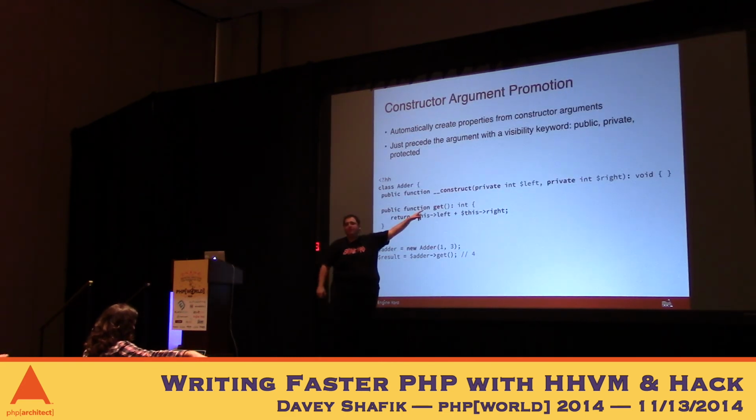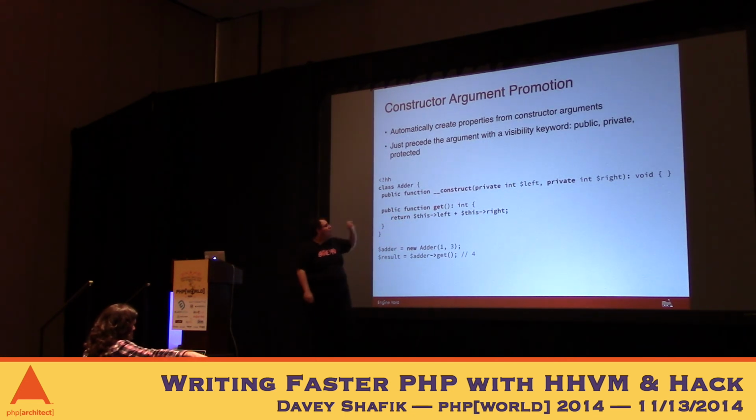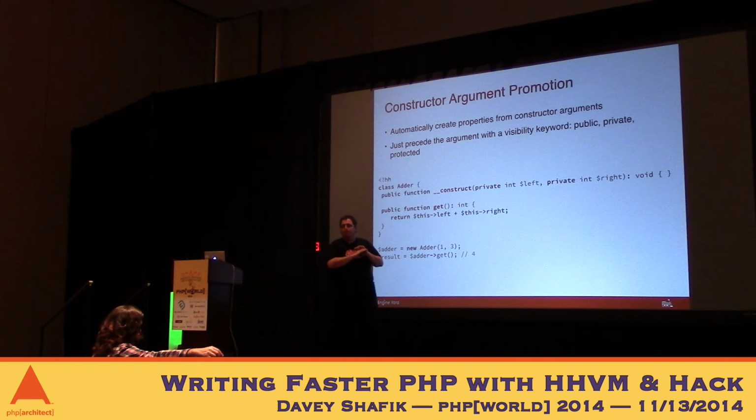Basically, by prefixing our arguments with the visibility modifier, so private, protected, or public, it automatically knows that we're going to promote them up to arguments, right? So you notice I don't have my defined properties here, and there's the end of the function right there, I don't have the assignments at all. Hack will just do it for you, right? It's documented right here. It means you can get rid of a whole bunch of boilerplate.